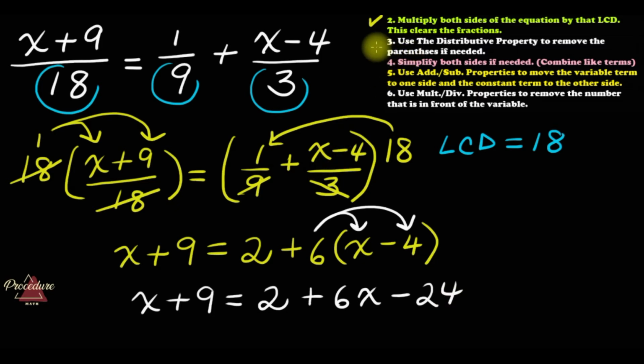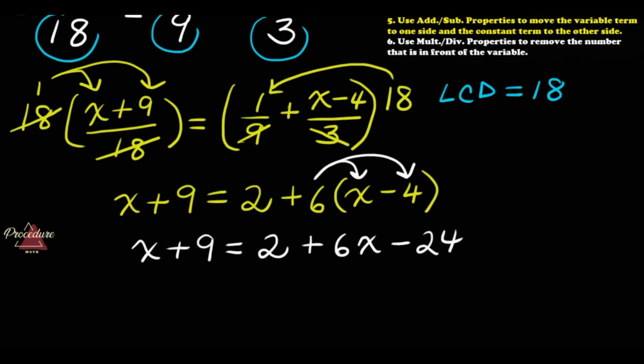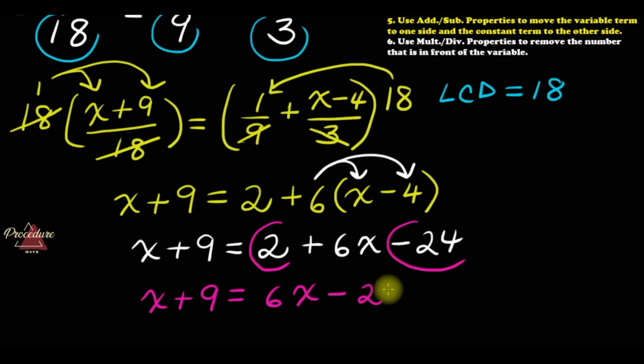Okay, so that's step 3. Step 4 is to simplify. So we have to simplify. Looks like we can combine the 2 with the negative 24 because those are both constants. So then we end up with x plus 9 on the left hand side, and then 6x minus 22 on the right hand side. All right, so that would be step 4.